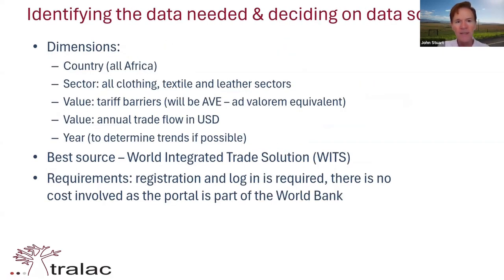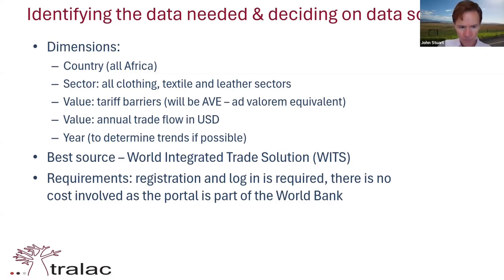Okay, identifying the data needed and deciding on the data source. Well, let's first see what the dimensions of the data are. In other words, what type of information do we need, what you might call columns or fields in the dataset. Firstly, we need all African countries. Now, one thing we find when we look for data on African countries is that it's very seldom we find a database that includes all African countries. And even if we do, we often find that there are missing years, there's missing data. And so it can be a bit frustrating.